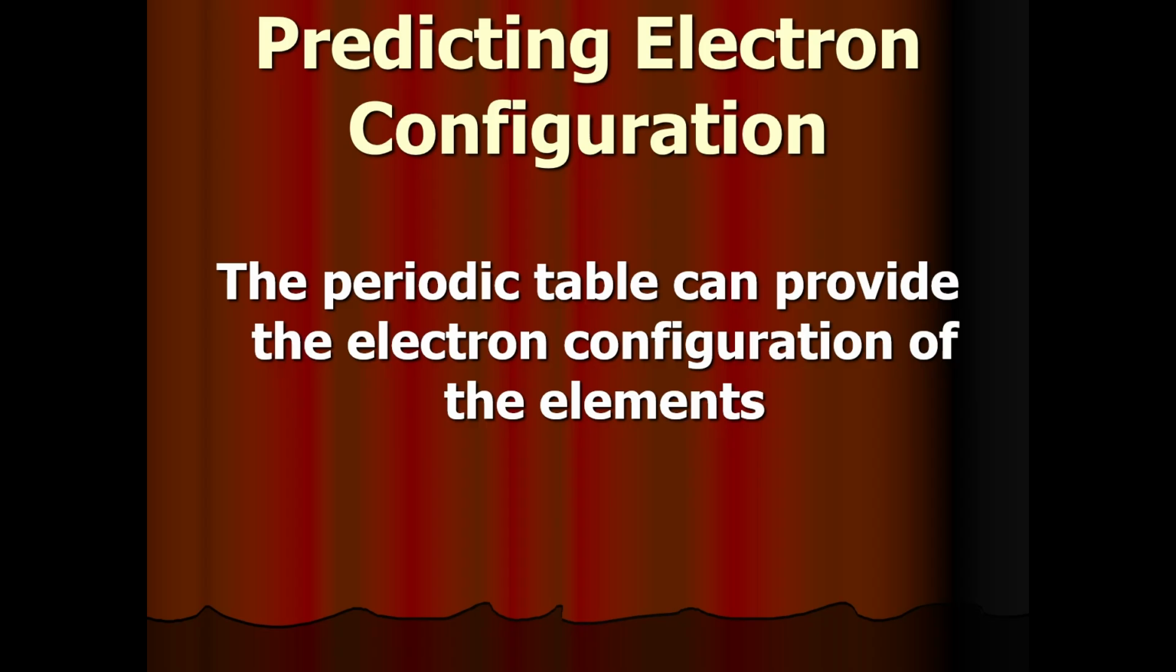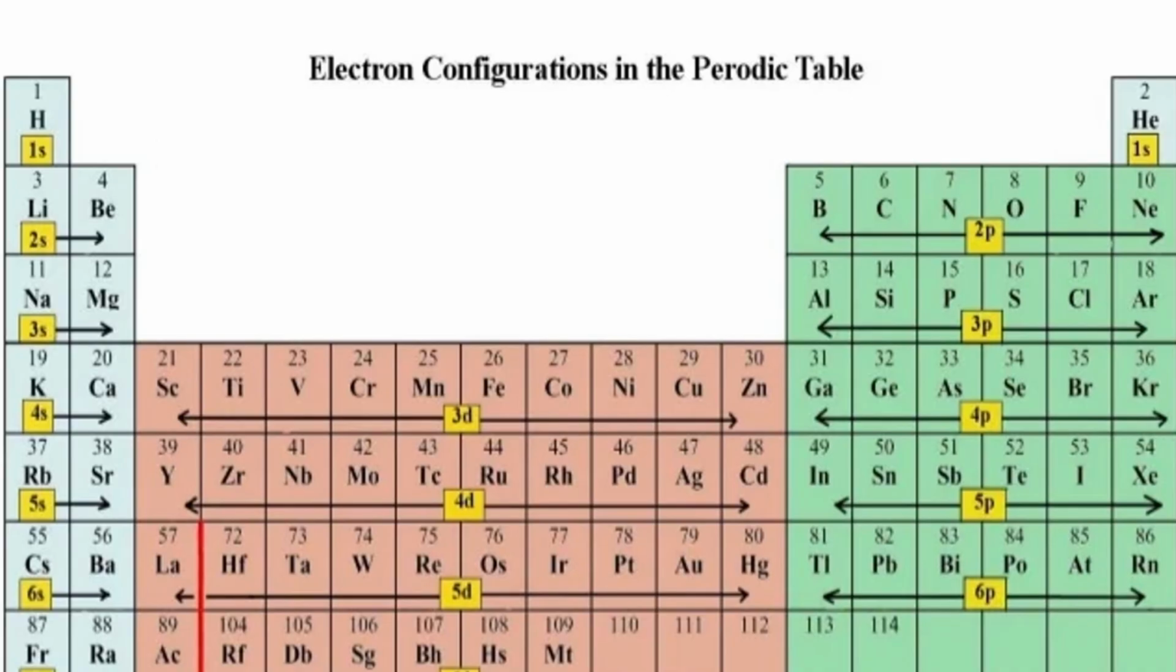The periodic table can also provide us with the electron configuration of all the elements. Notice that all the elements in column 1 and 2 have an s subshell. You can also see that all the elements in columns 3 through 12 have a d subshell and 13 through 18 have a p subshell except for helium.